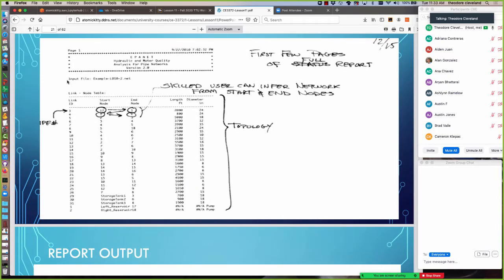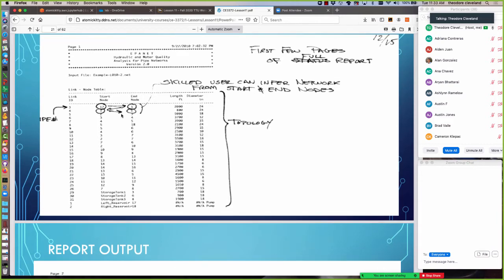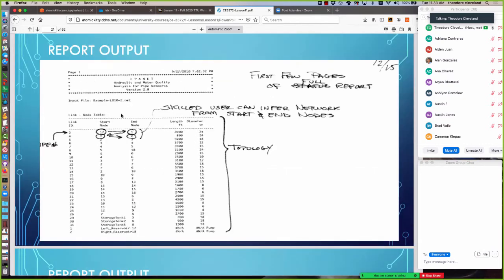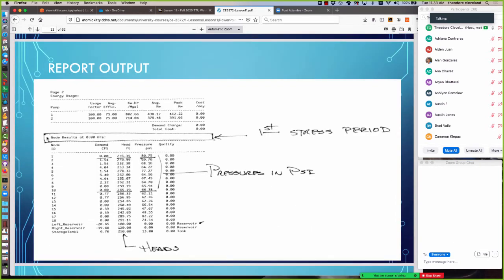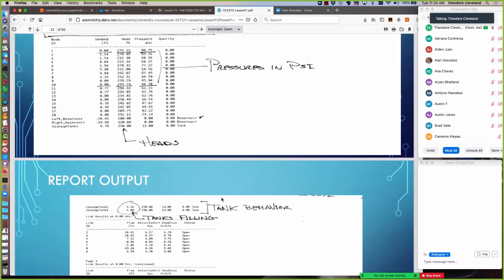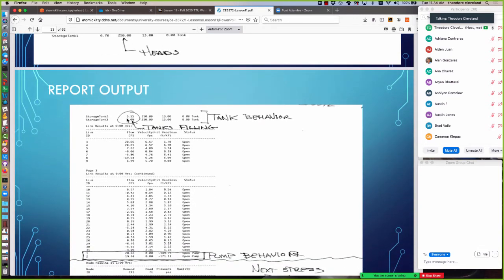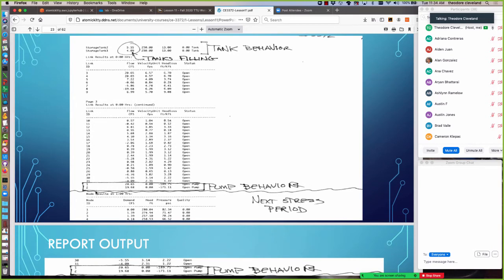In the case of an extended period simulation, we get repeats of a lot of tables. So it gives us results at different times. So at the first stress period, here's all the pressures, demands, and heads. And then it tells us the storage tanks, whether they're filling or draining. And then it continues to the next time period and repeats.